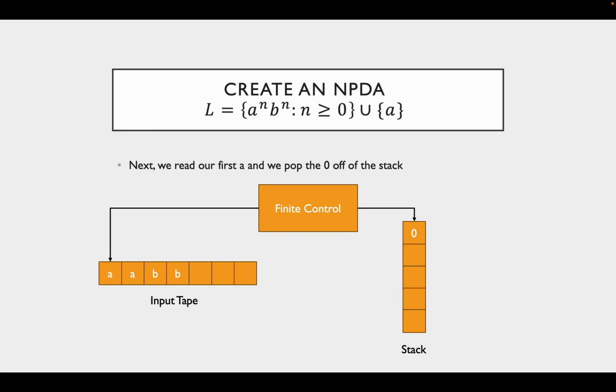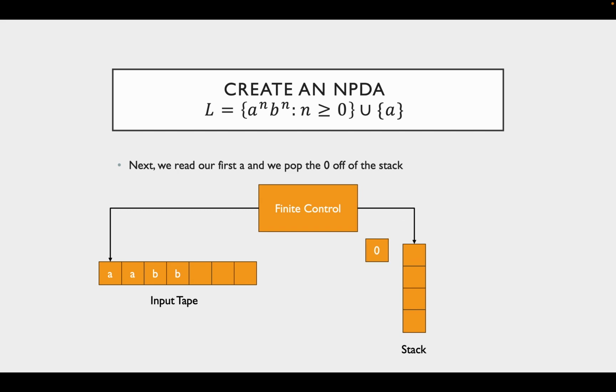Using this input as example, AABB, we're going to create our automata. So the first thing we have to do is read an A, and then we pop the 0 off the stack. Since we've read an A, we're interested in counting that A. So that means we want to push a 1 onto the stack. But we also want to keep our 0 on the stack.